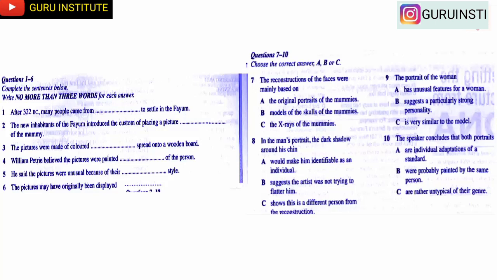After binding the mummy, they laid over the face a picture representing the person inside. The portraits look like oil on canvas, but they were actually produced using a technique called encaustic, where the artist applies pigmented wax to a wooden board with a small spatula.